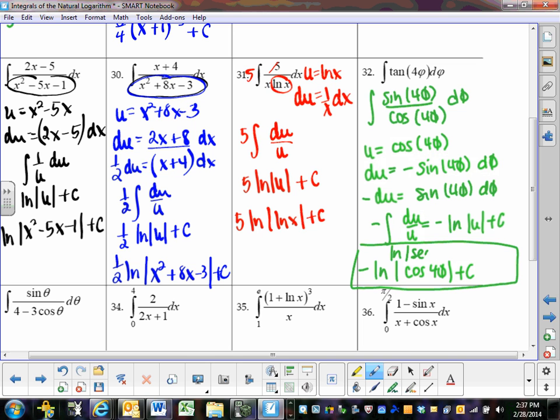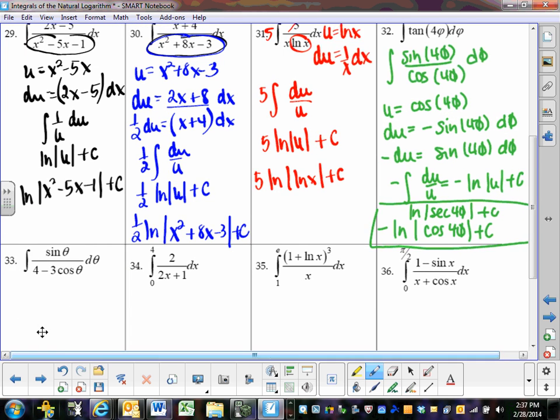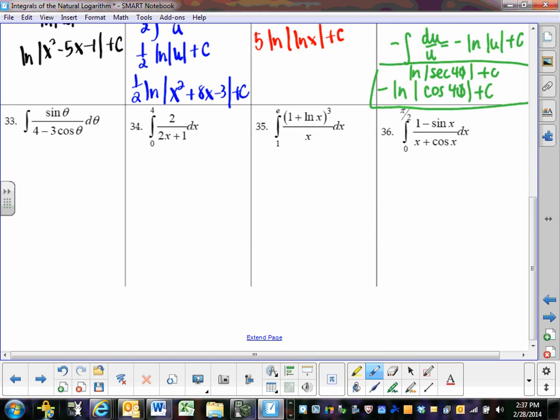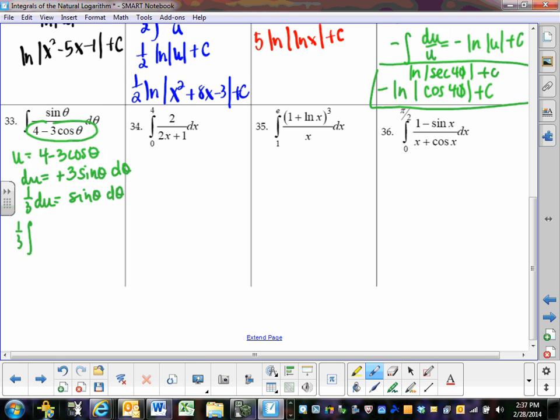Okay, so in this situation for number 31, we want to make sure we're checking for a relationship. And if u is natural log of x, then du is 1 over x dx. If I factor out the 5, I have here 1 over x, which is exactly du, and I have natural log of x on the bottom. So that's u. So I have 5 natural log absolute value of u plus c, which is 5 natural log absolute value of the natural log of x plus c.